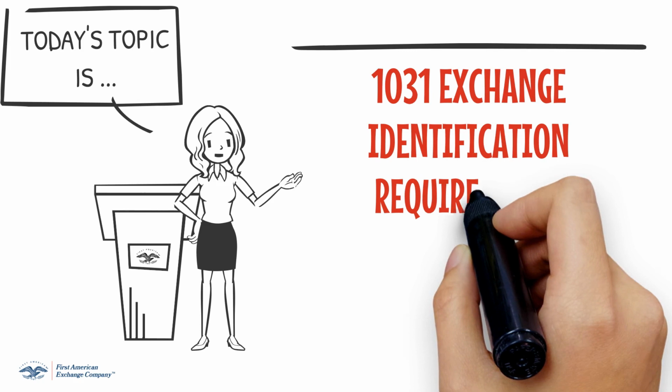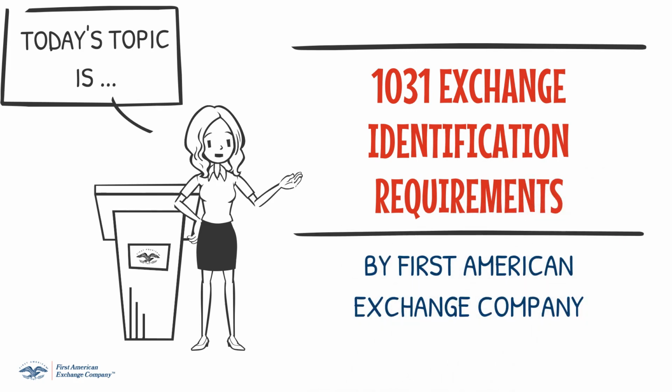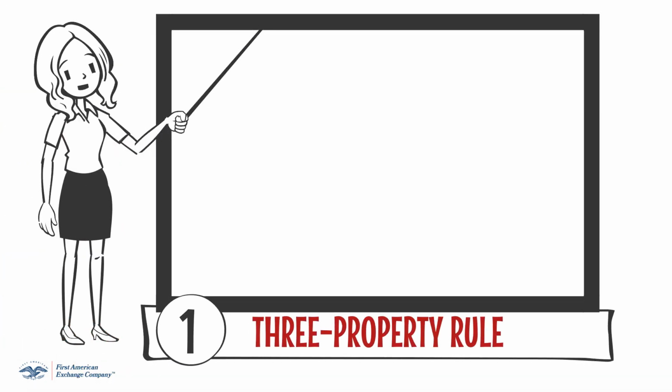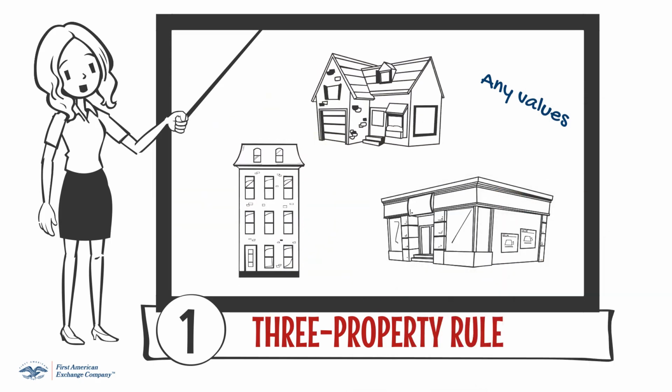There are 3 ways to identify replacement property in a 1031 exchange. Let's review them so you can choose which is right for you. Most people use the 3-property rule. Using this rule, you can identify up to 3 properties at any values and may acquire 1, 2, or all 3.